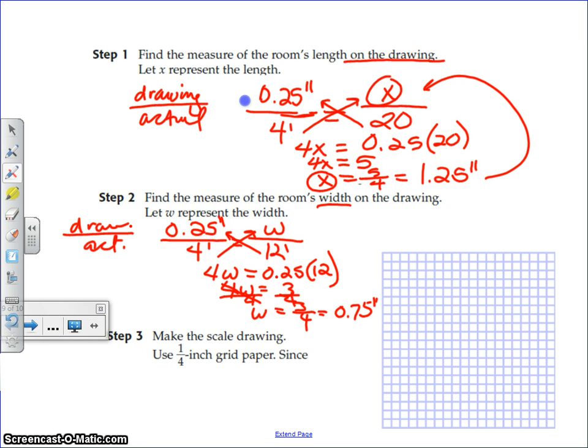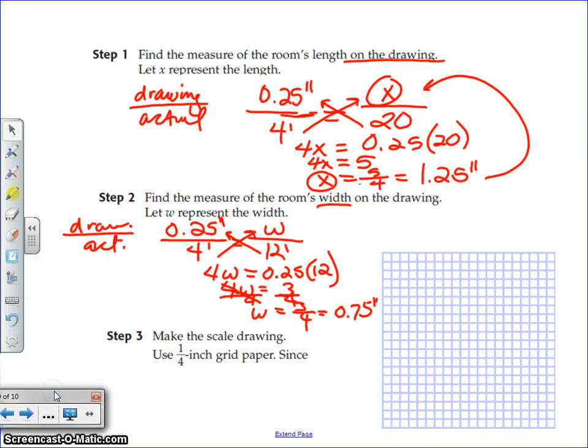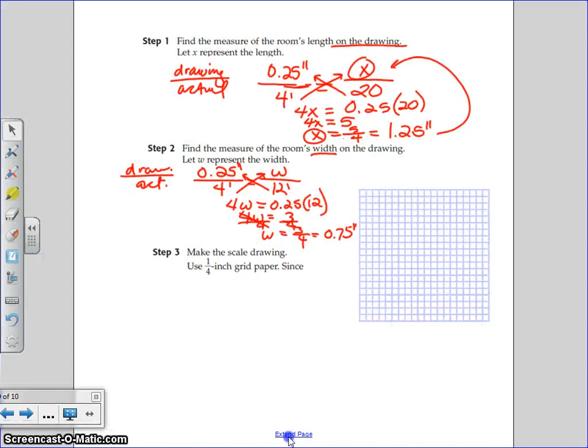Then for step 3, let me move this out of our way and extend our page a little bit. You're going to make your scale drawing, and you're going to use 1/4 inch grid paper. You're going to let every 1/4 inch of your grid paper be 1/4 inch. For the length, we need 1.25, so we go over 5 of these squares to be the length, and 3/4, or 3 squares, to be the width. And there's our scale drawing.